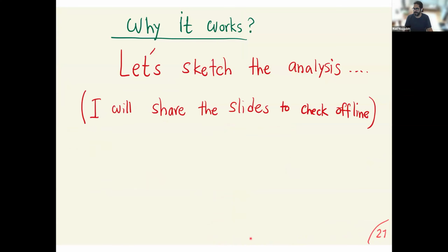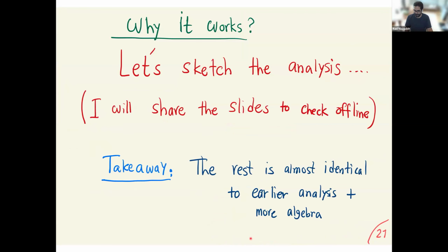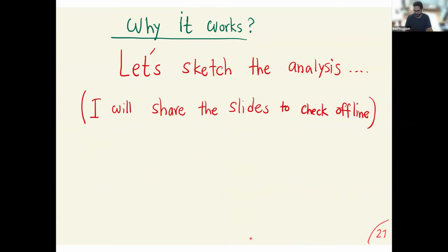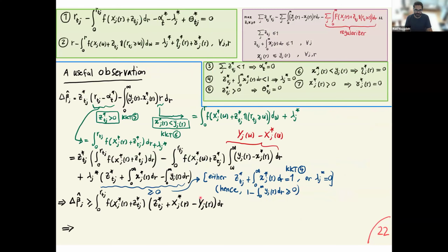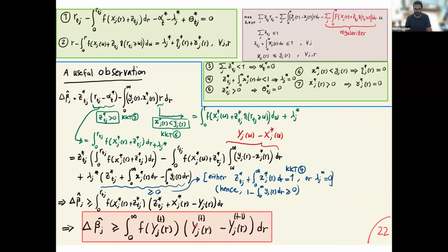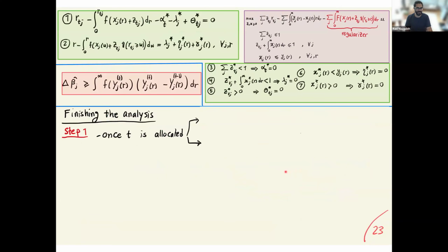And let's very quickly sketch the analysis. I'm not even going to show you the exact details because it's too much for a talk like this. But the takeaway is that the rest is almost, maybe I should even remove the word almost, identical to what we had before. It's just more algebra. And I encourage everyone to follow the algebra when I make the slides public. Essentially, you need to first show a lemma, which is giving you a lower bound on the change in the beta by only using KKT conditions 5 and 6 and 4, which I'm not going to go over. And then you finish the analysis as before.